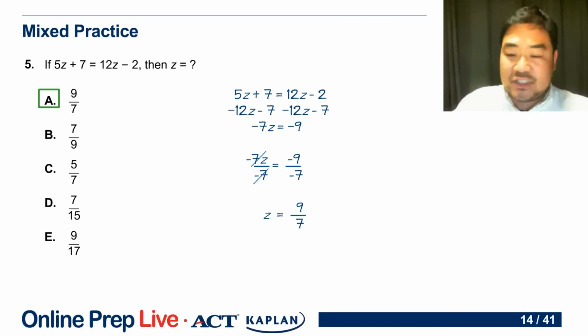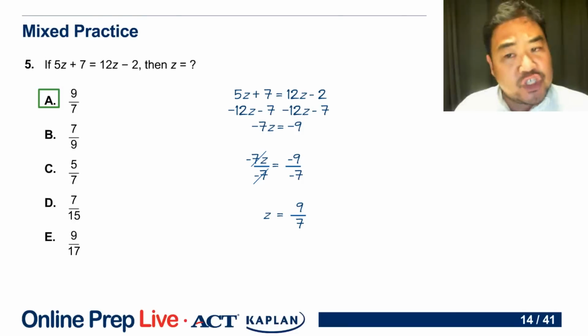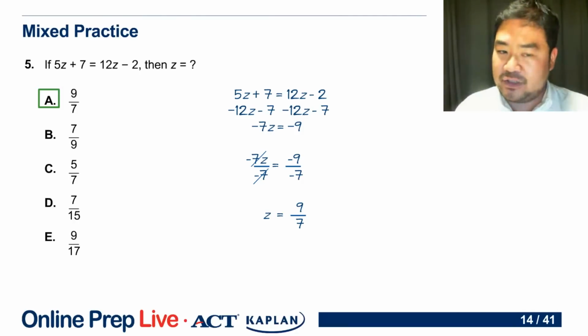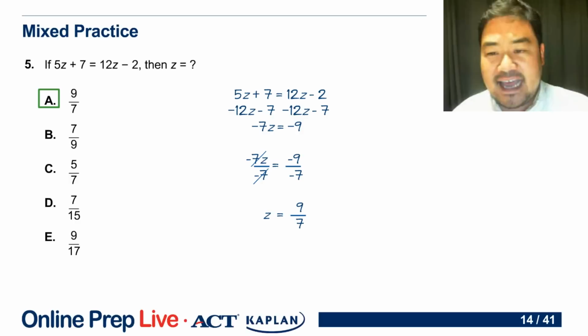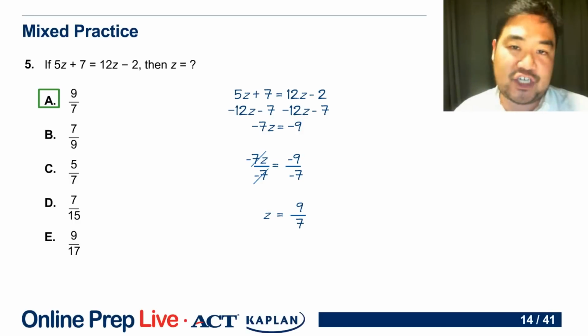Great work on this one. Saw a few folks put in choice B at first, and that's again, you just want to double check. A lot of people put down choice B because it's like, oh, the negative 7 on the left side, the negative 9 on the right side, that simplifies to 7 over 9. But remember that last step: divide both sides of the equation by what's in front of the variable.